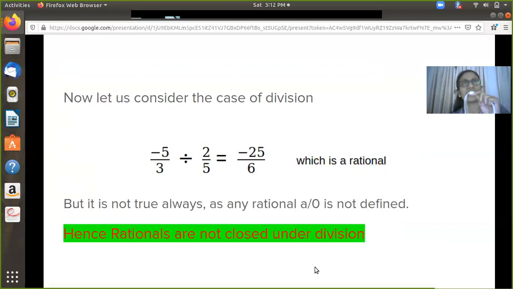And I definitely know that negative 25 by 6 is a rational because it is written in the form of P by Q, where both P and Q are integers, P being negative 25 and Q being 6. But is this always true? There is a question that we have to ponder over. Suppose I have an instance where I have a rational divided by another rational and I end up with a quotient like, say, A divided by 0. Will we be able to reach such a situation at any point of time?